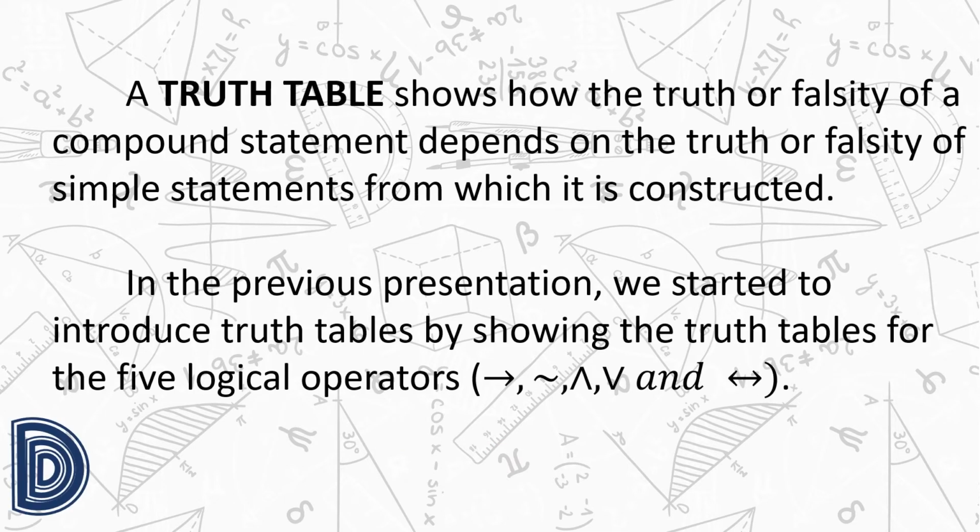A truth table shows how the truth or falsity of a compound statement depends on the truth or falsity of the simple statements from which it is constructed. In the previous presentation, we started to introduce the truth tables by showing the truth tables for the 5 logical operators: implication, negation, conjunction, disjunction, and biconditional.